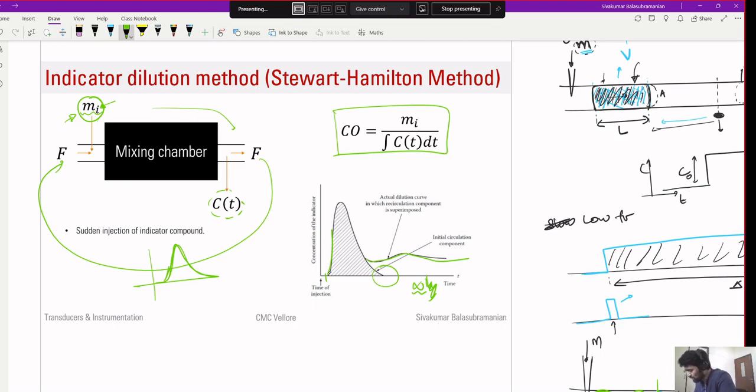So what people often do when they see a curve like this is detect this point, then assume an exponential decay and use this for the integral. This is because of recirculation of the dye within your circulatory system. These are all additional details that you have to keep in mind with this indicator dilution method. Okay, is it clear?